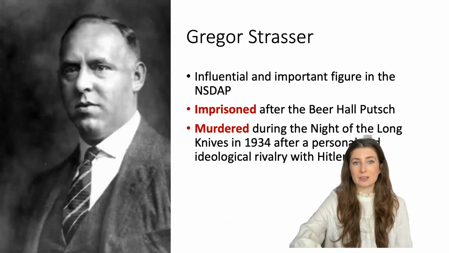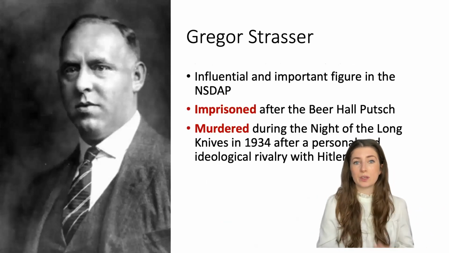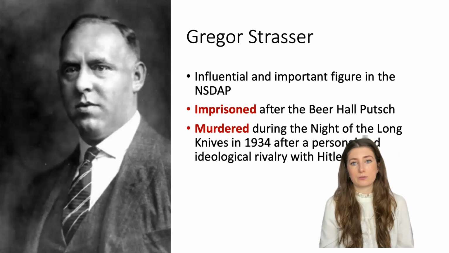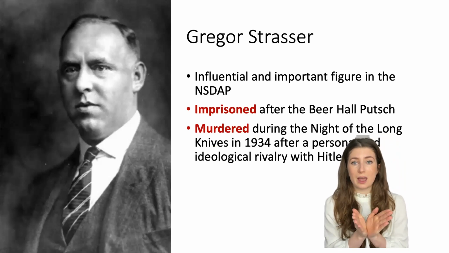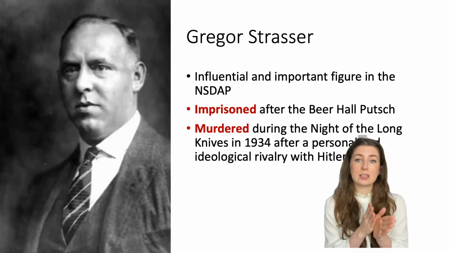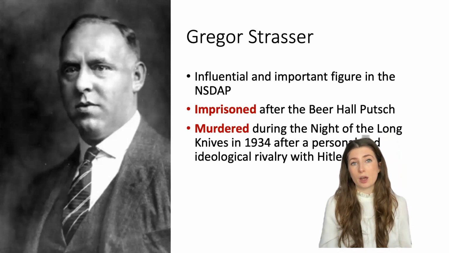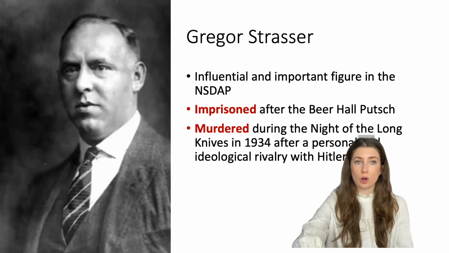Gregor Strasser, so an influential and important figure in the NSDAP. He was imprisoned after the Beer Hall Putsch, and he was also murdered during the Night of the Long Knives in 1934 after a personal and ideological rivalry with Hitler. He wanted to pull the left side of the NSDAP to his more conservative side to try and stop Hitler. So somebody early on who was trying to prevent Hitler from taking this kind of full-on control that he did.